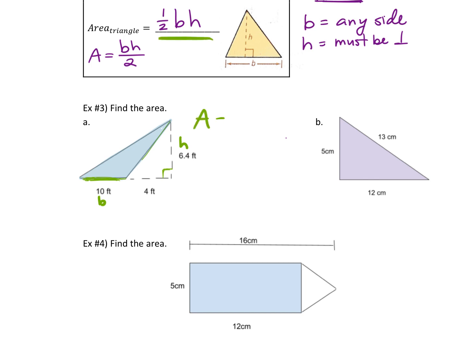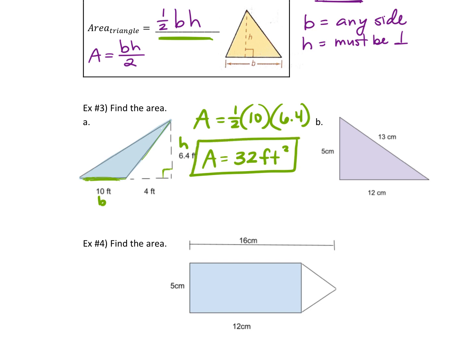So we're going to say the area equals 1/2 times what? 10, the base, times 6.4. Okay, so if you plug that into your calculator, and you can plug it in exactly like that, 0.5 times 10 times 6.4. I recommend 0.5. You can do 1/2. That's up to you. It is 32. 32 what? Feet squared. Okay.